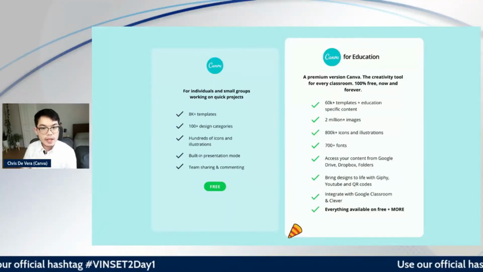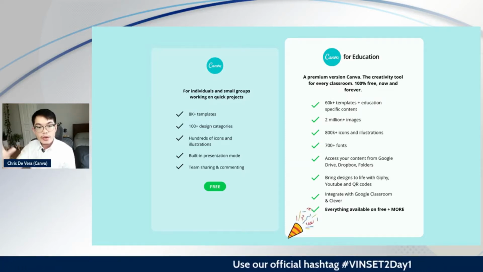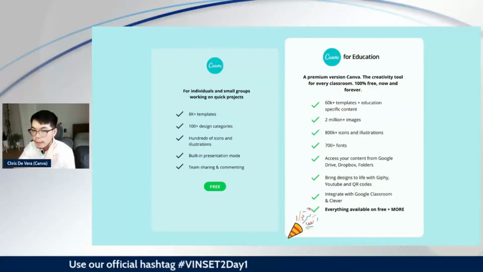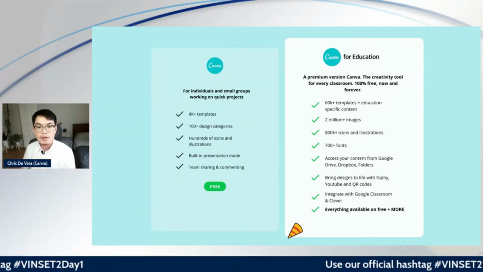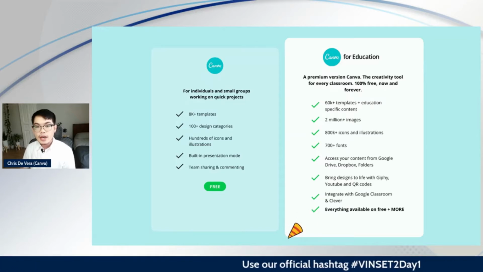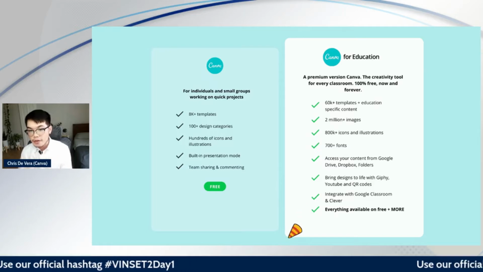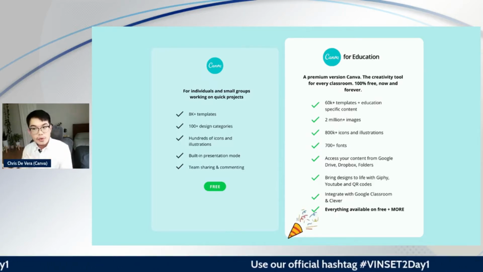So you'll see here that you get the premium version of Canva, and you get all the same things that normal Canva has. So all these templates, millions of images, icons, illustrations, fonts. But you also get additional features like integration with Google Classroom, with Microsoft Teams and with Clever. And you also get to create a classroom within Canva.